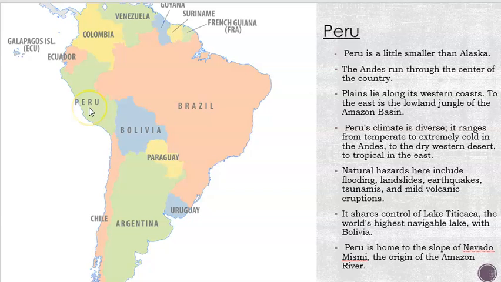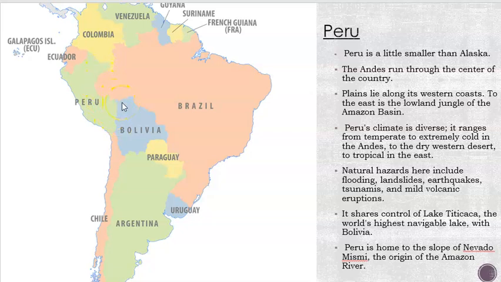Peru is a very interesting country. There's a lot of diversity geographically in Peru. It's a little smaller than Alaska. We've got the Andes Mountains that run through the center of the country. To the west, we have coastline, and to the east, we have lowland jungle because it's basically in the Amazon basin.